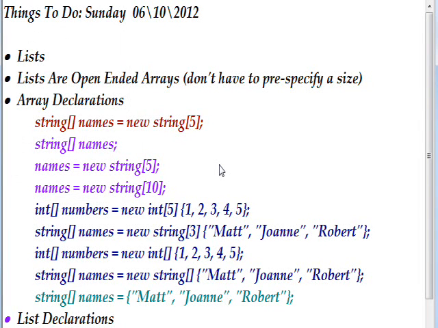Today we're talking about lists. Lists are basically the same as arrays, except they're open-ended. You don't have to pre-specify a size. And there's a number of ways of specifying arrays. I did a tutorial on arrays previously, but I really didn't enumerate all the different ways you can specify arrays.